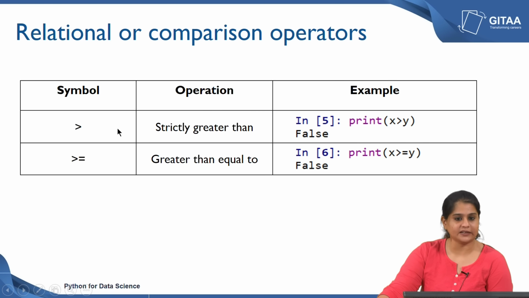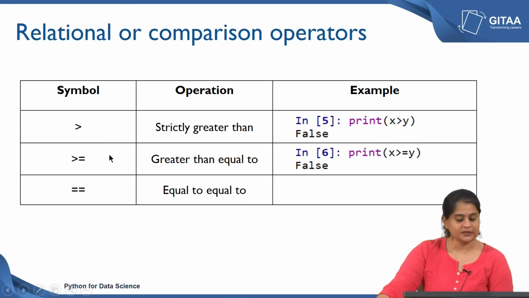So, a strictly greater than operator is denoted by an angled operator with its tip to the right, and a greater than equal to operator is denoted by an angled operator with its tip to the right followed by an equal to symbol. The next operation is the equal to operation.